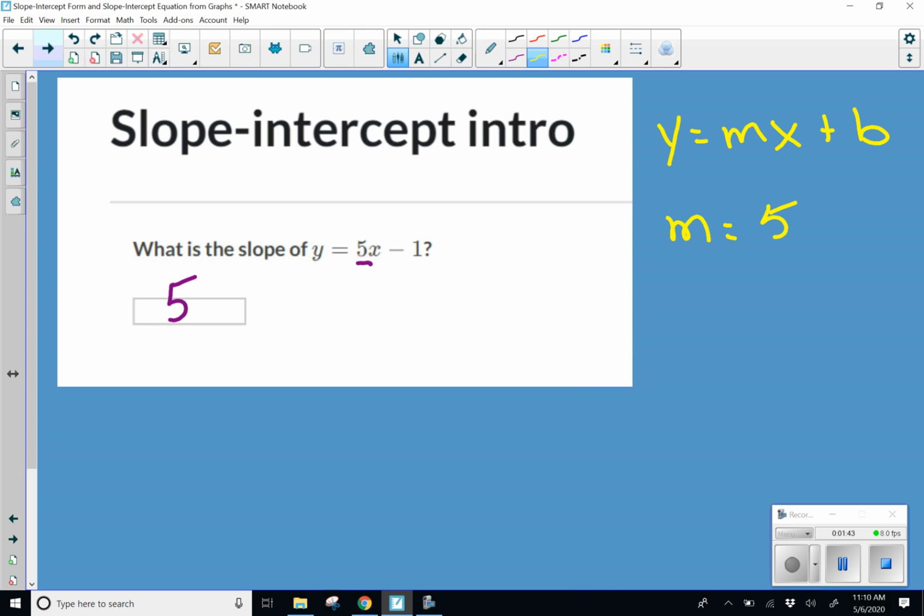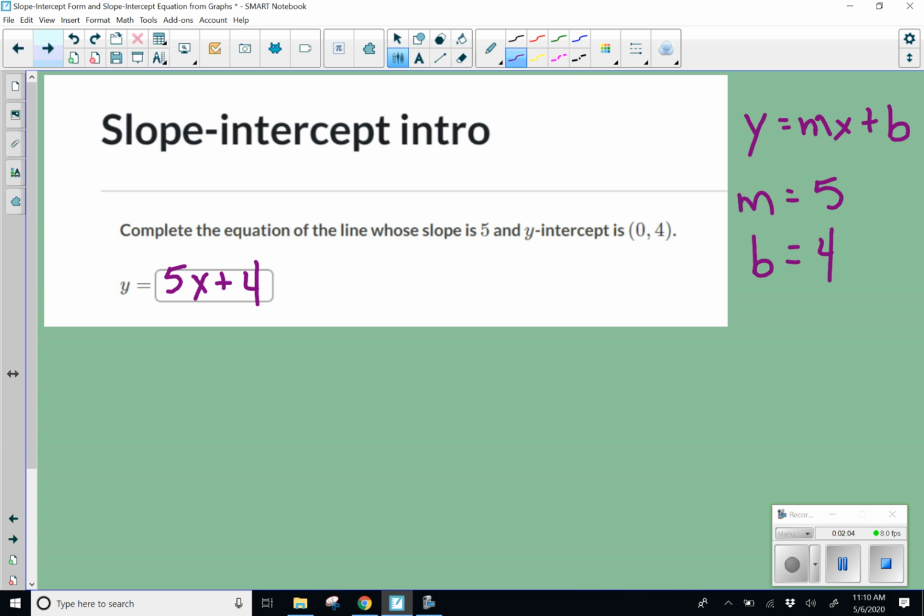Here it's asking what is the slope of y equals 5x plus 1. Again, this is written in slope-intercept form, y equals mx plus b. Your slope is represented by m, which means that your slope in this equation would be 5, which means that you'd be going up 5 over 1.